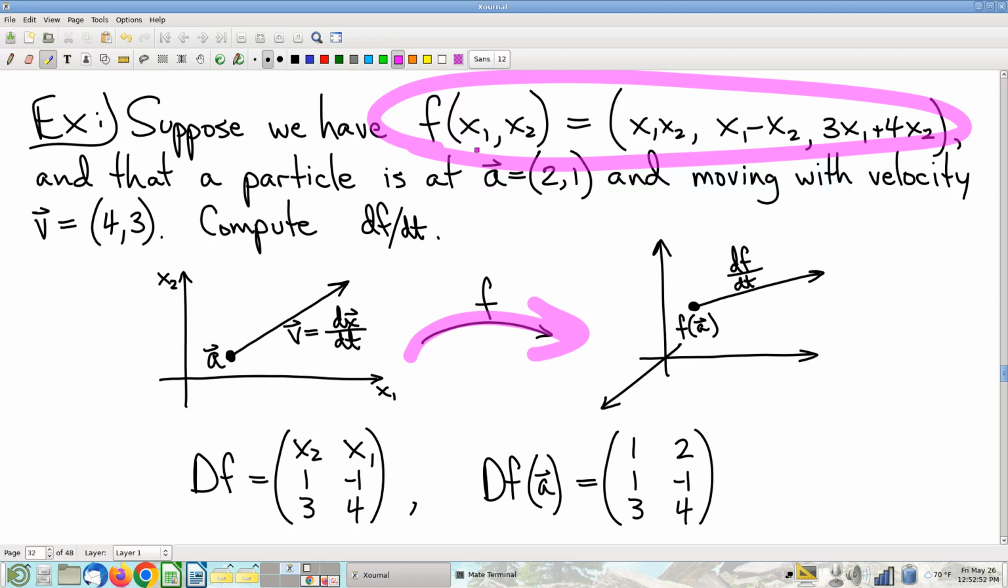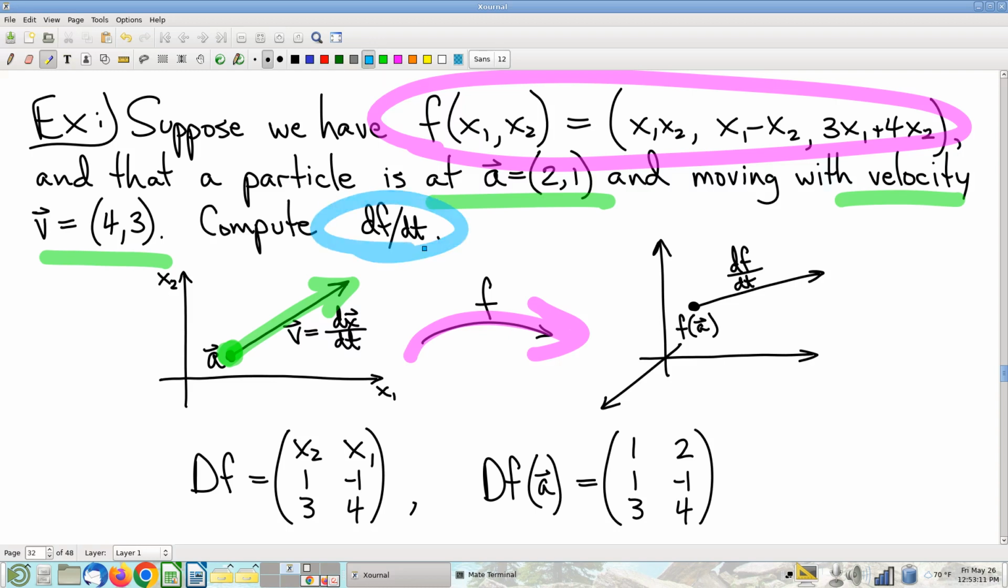And suppose that over here in the domain, we've got a particle that's momentarily at the point A, and it's moving with this given velocity (4, -3). So we know the input velocity to this function f. The question is to compute the output velocity from f. And so this is just teed up perfectly for the result we have on the previous page. Input velocity times derivative matrix gives us output velocity.